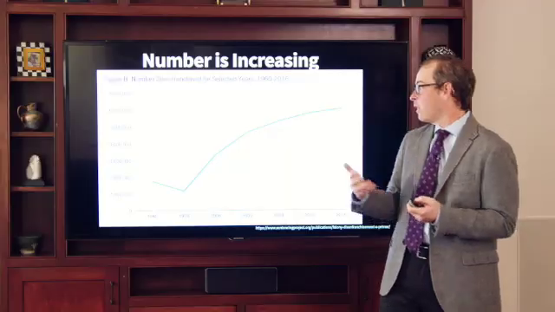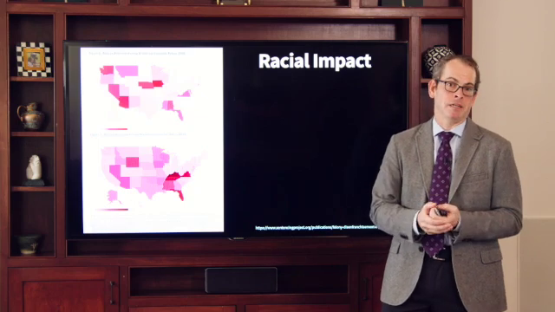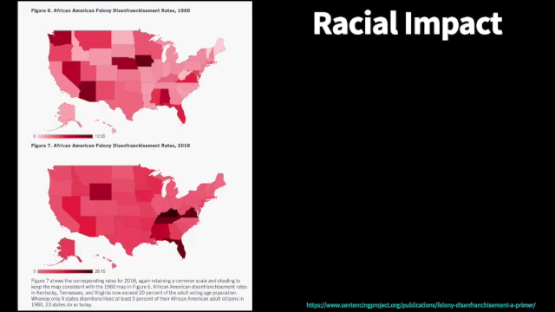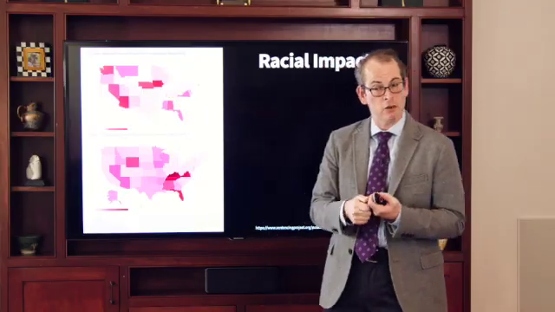Now, this also has tremendous racial consequences if you think about who's being impacted by these felon disenfranchisement laws. This graph shows the percentage of black individuals who are disenfranchised because of a felony conviction in 1980. And what you can see is there's tremendous variation across states because there are differences in the state rules there.